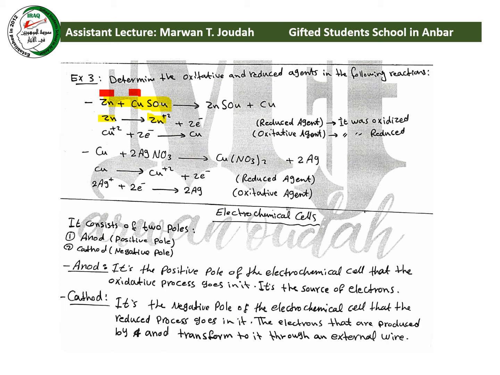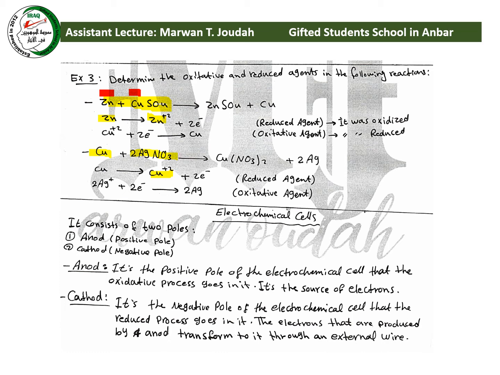This is a summary of what has been said. Let's move to the second one, Cu plus 2AgNO3. For the copper right here, it was 0 and it becomes Cu2+, so it is oxidized, which makes it a reducing agent. And for the second one, 2Ag+ plus 2e- gives 2Ag, it was plus 1 and it becomes 0, so it is reduced, an oxidizing agent.